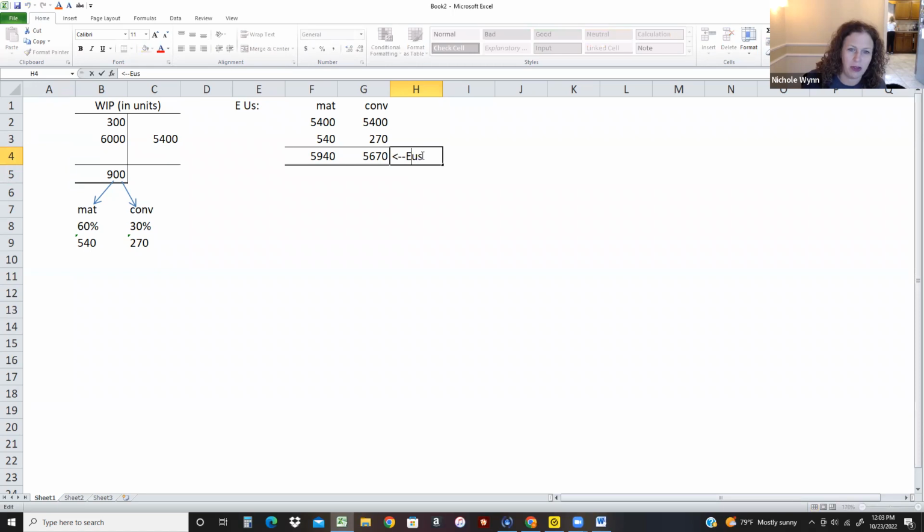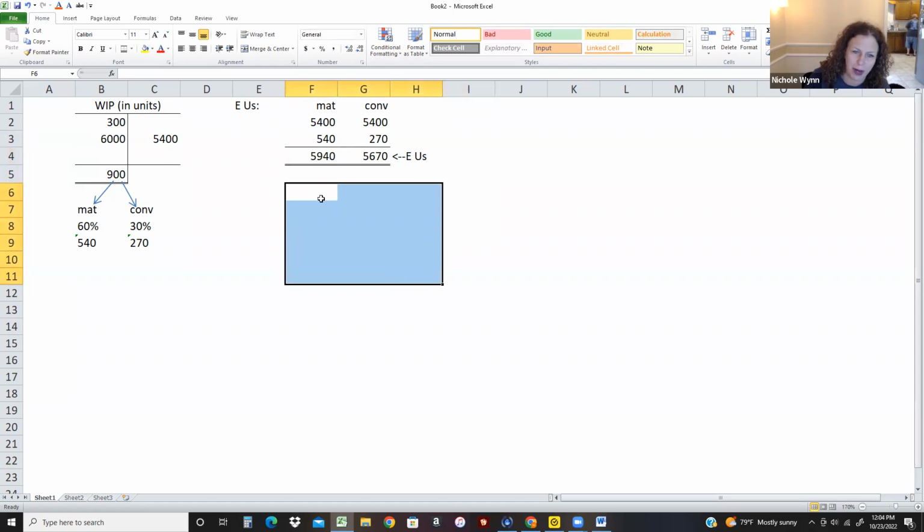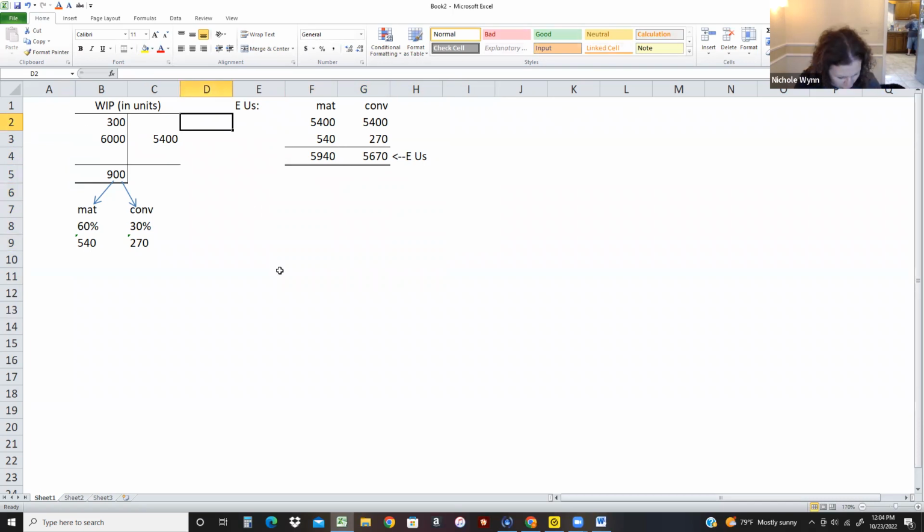It really wants to make the U little. And the only way I figured out to make it not be little is to put a space in. So the EUs are 5,940 for material and 5,670 for conversion. The students get overwhelmed by this because the 5,400 is duplicated in both. But what I'm going to do is I'm going to come down here and I'm going to do my costs separately, and then it'll all work out. So this is the answer for the question on page 4.